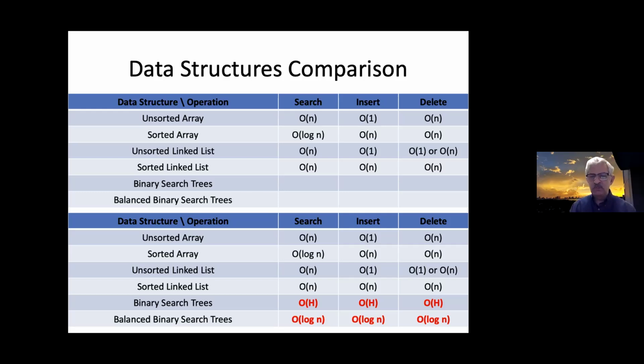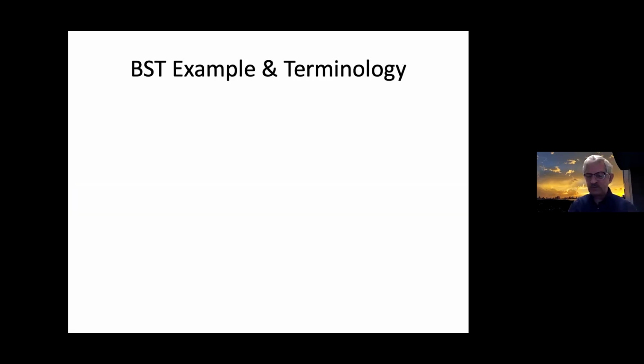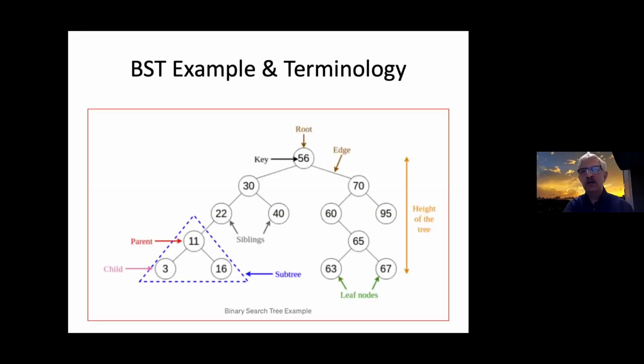Any questions about this so far before we jump into binary search trees? Okay, I don't see any questions. So let's look at an example of a binary search tree.